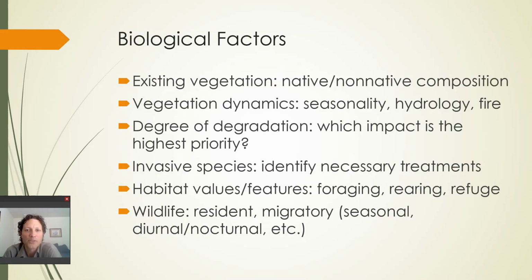Okay, finally, biological factors. We're still working our way around that SWOT-C wheel. Biological factors include the existing vegetation, whether it's native or non-native or invasive, and the vegetation dynamics. So does the vegetation require frequent flooding or frequent fire? What's the seasonality of the vegetation like? Is that an opportunity, a threat, a constraint, a strength, a weakness?